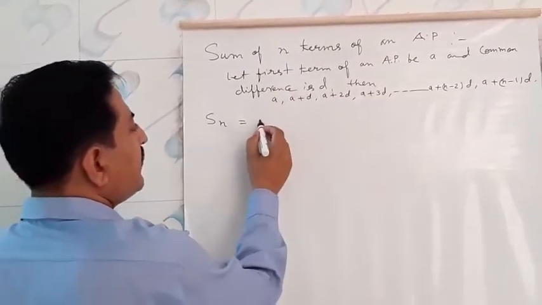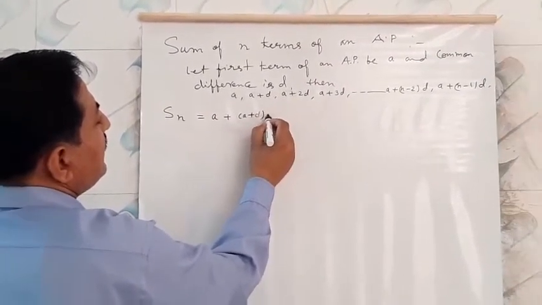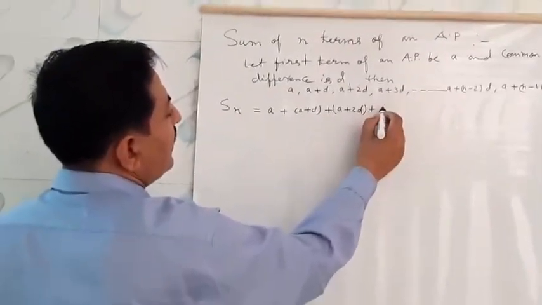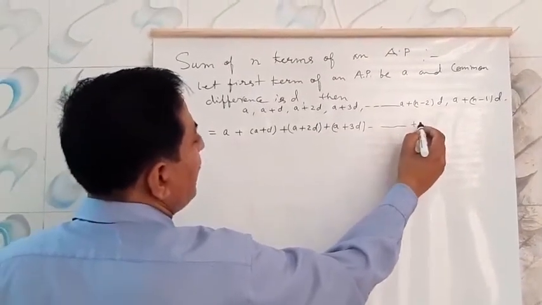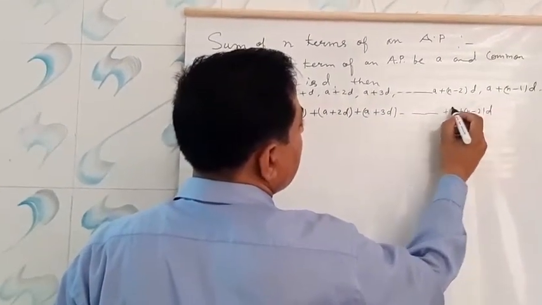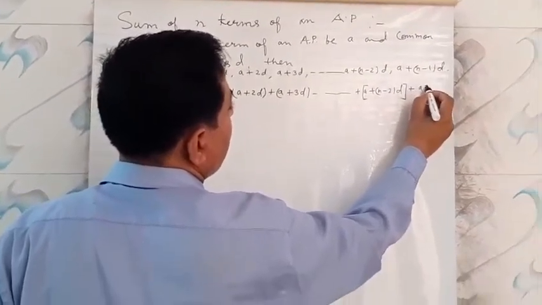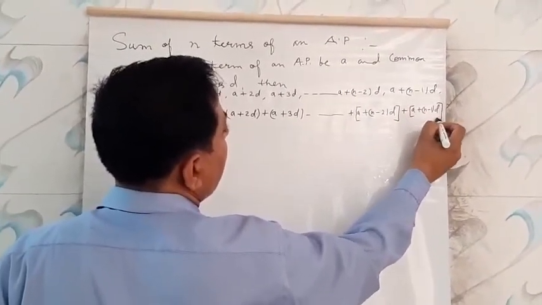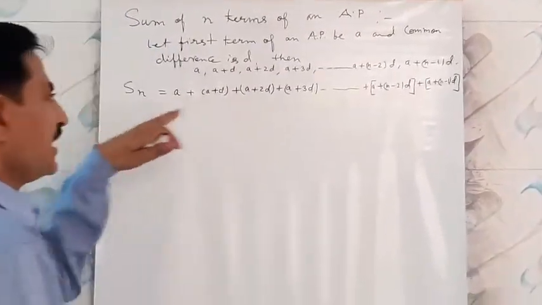So what will we write? Sn equals A, then A plus D in brackets, then addition, A plus 2D, plus A plus 3D, and again you have to write A plus n minus 2D, plus A plus n minus 1 into D. It means we are going to add these terms, the sum of the n terms.